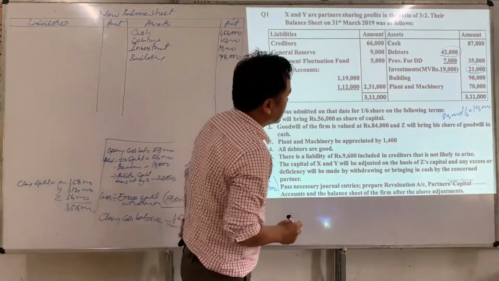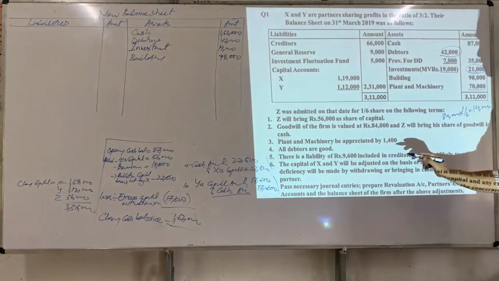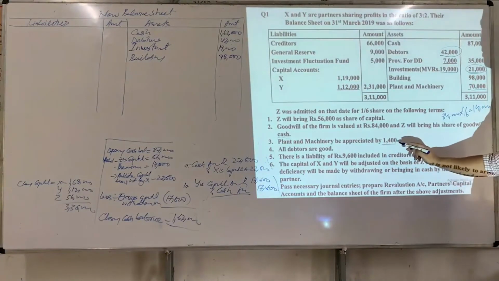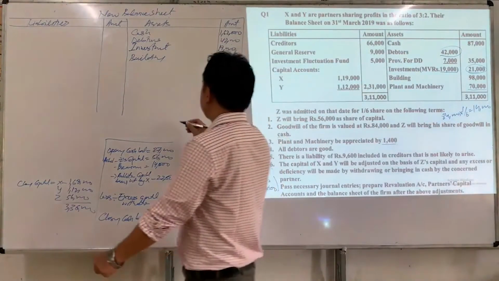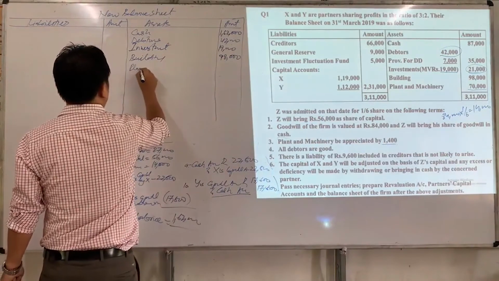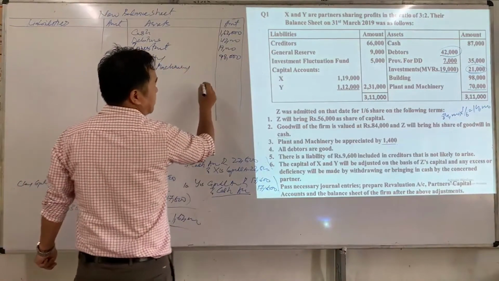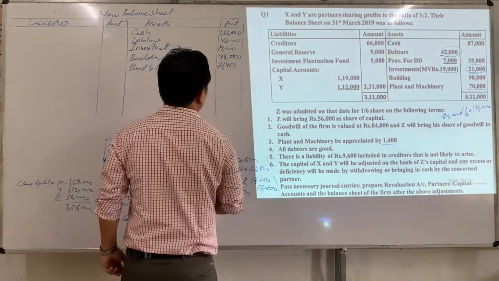Okay, and the last one is plant and machinery. The book value of plant and machinery is 70,000. In the adjustment, it is increased by 1,400. So 1,400 should be added to 70,000. Okay. So plant and machinery will be 71,400.